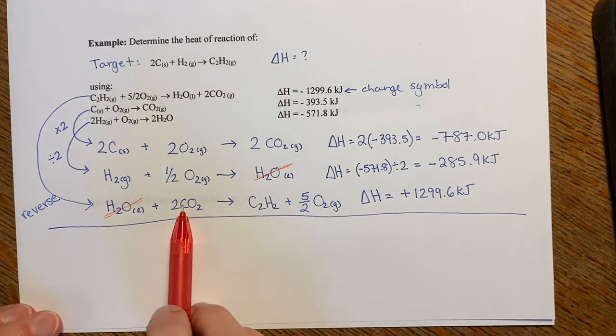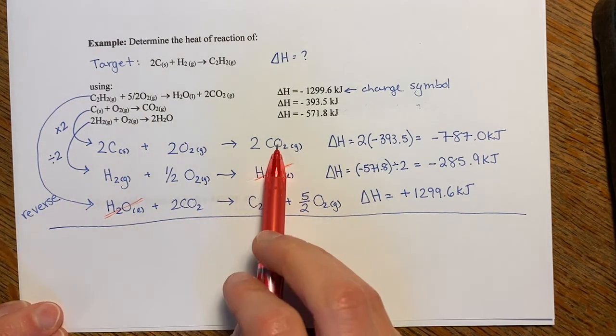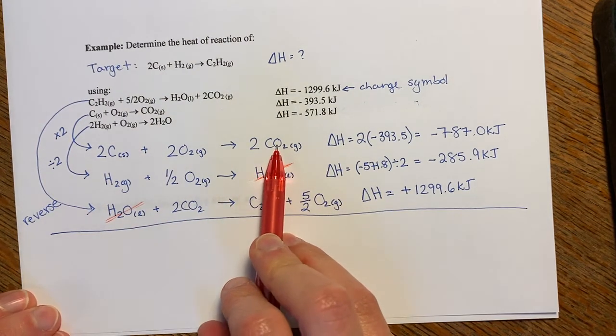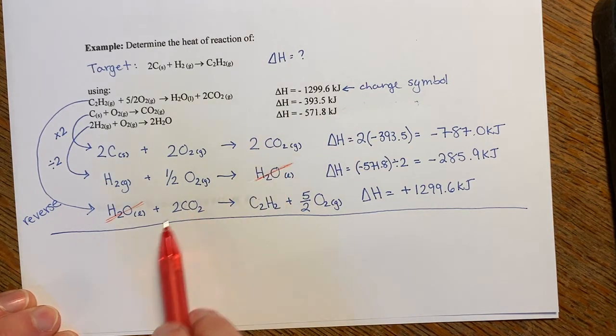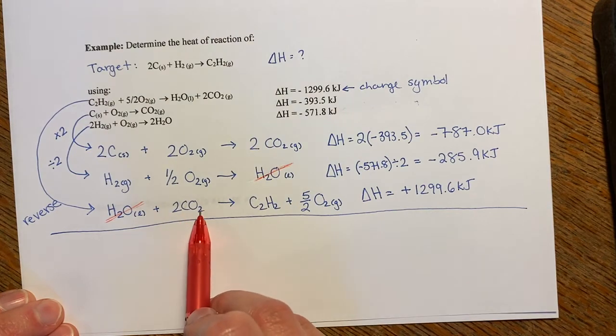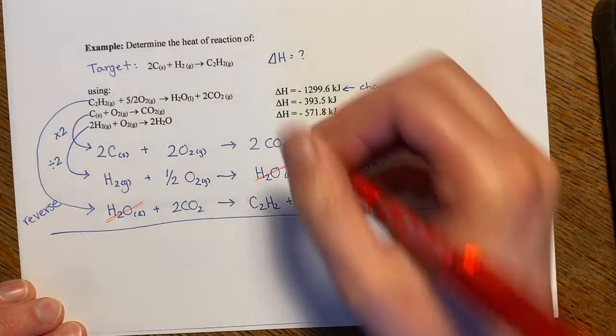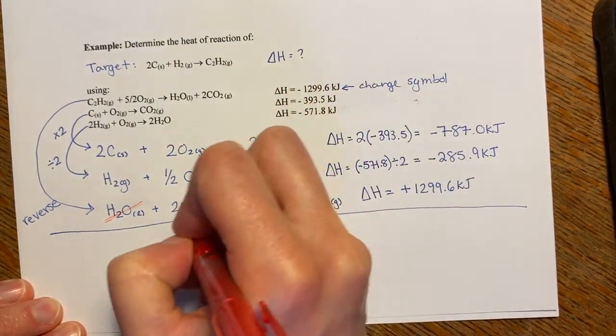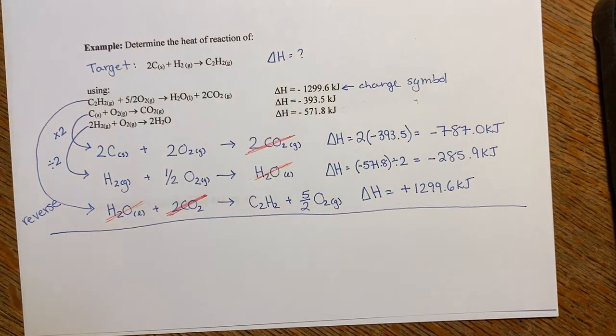Next, we also have carbon dioxide on both sides of the arrow, so it's also an intermediate that's going to be produced and then used up. So 2 CO2 here, 2 CO2 here as well. There's 2 of both of them, so we can just cross both of those out.